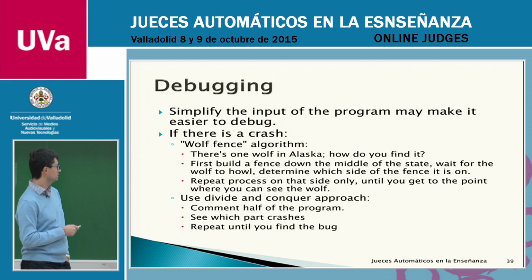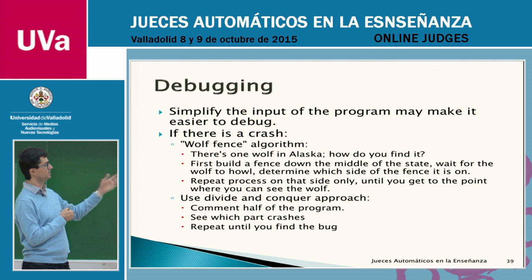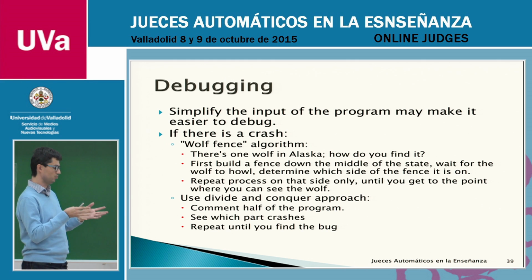Sometimes there is a strategy that can help. I found the other day that it's called the wolf fence algorithm. Let's say there is a wolf in some place, in some country like Alaska, and you want to find it. The best thing you can do is put a fence in the middle and start listening. If you hear the wolf on the left, you take the place on the left and repeat the strategy. This helps you divide the problem into smaller and smaller parts until you find the problem.